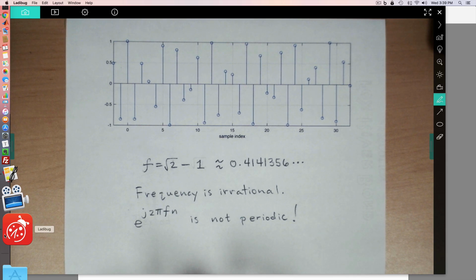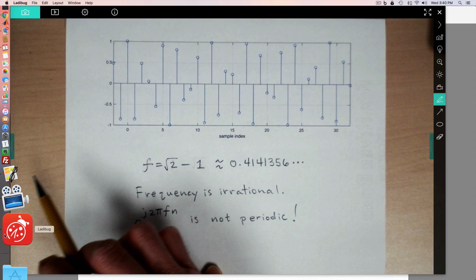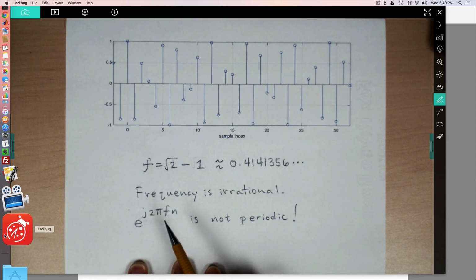So this is one of the first differences to note between continuous time and discrete time complex exponential sequences: discrete time complex exponentials may or may not be periodic. It depends on the frequency. If the frequency is rational, it's periodic. If the frequency is irrational, it's not periodic. You can search this sequence out to plus infinity or minus infinity, and it will not repeat. There is no shift that can be applied that will produce the same sequence.